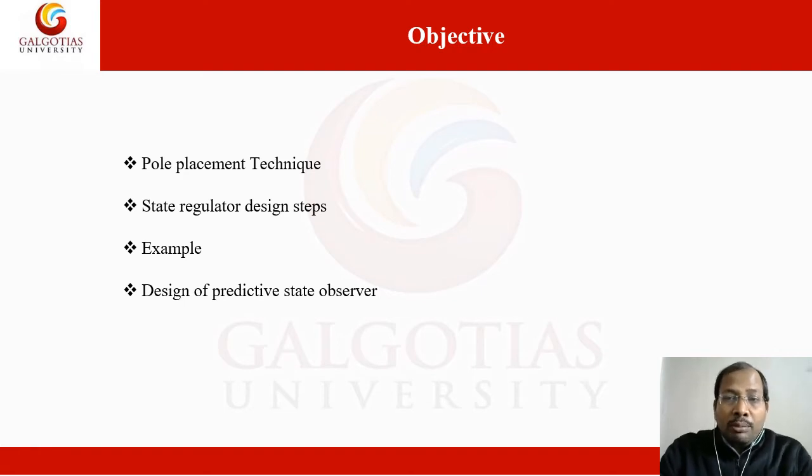The basic objective of the pole placement technique is nothing but obtaining the desired response using pole locations. We select the poles as per our desired characteristics on the Z plane. Here we first design the state regulator, then solve examples, and after that we can go for the design of the predictive state observers.